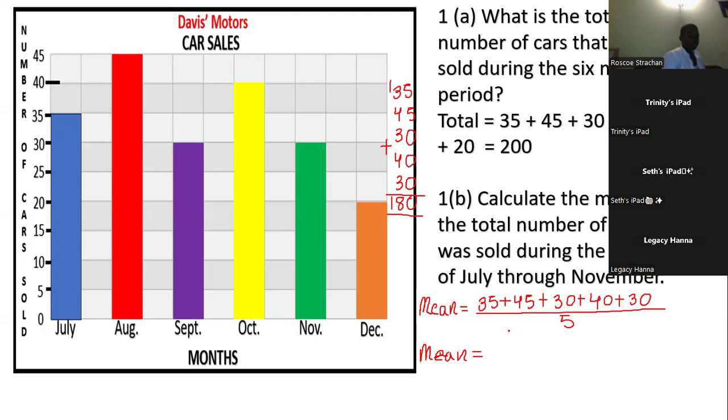All right, so that means we have 180 divided by 5, and it's going to be equal to what? 36. So how many times does 5 go into 180? 36 times evenly.